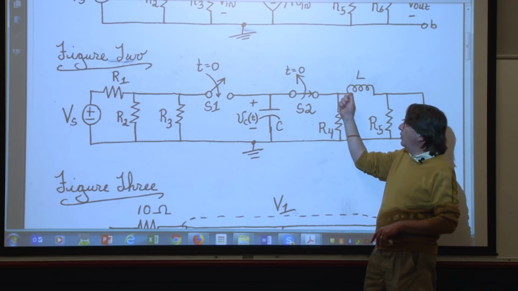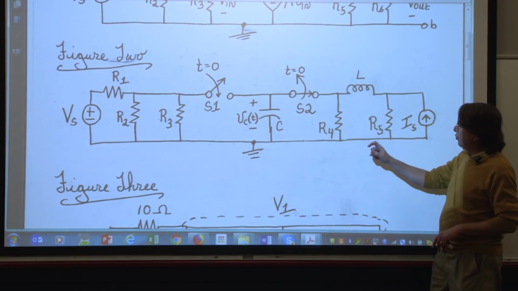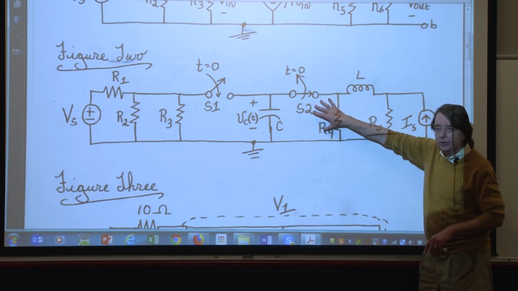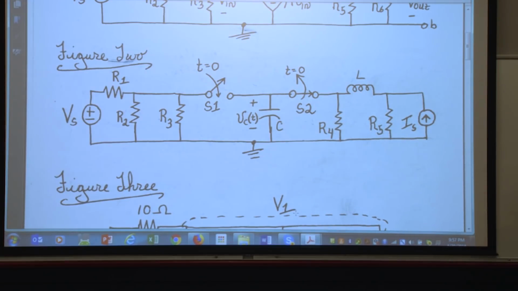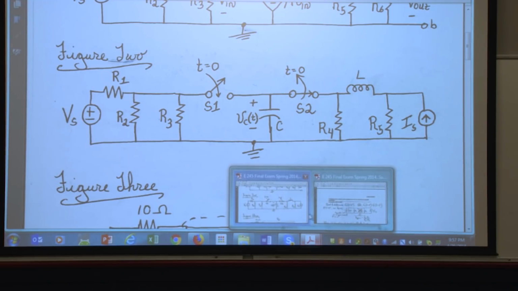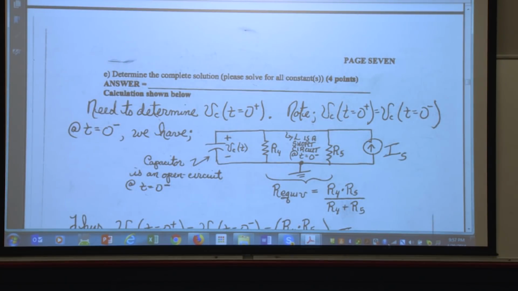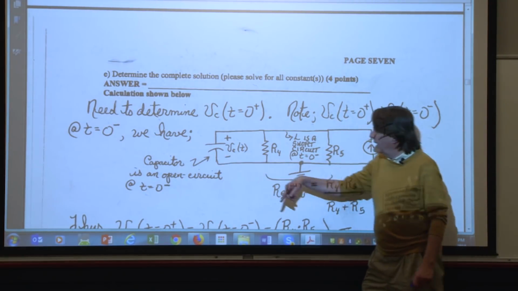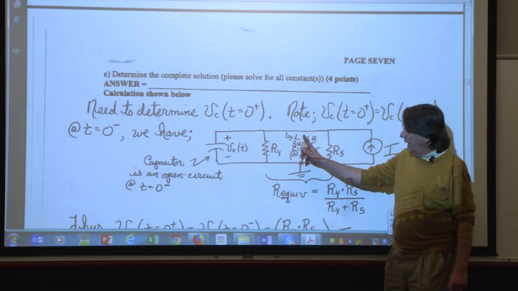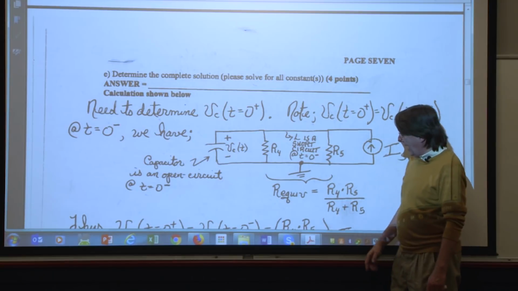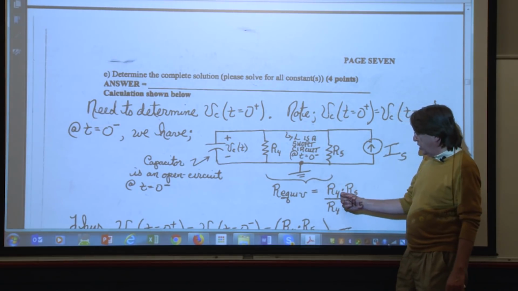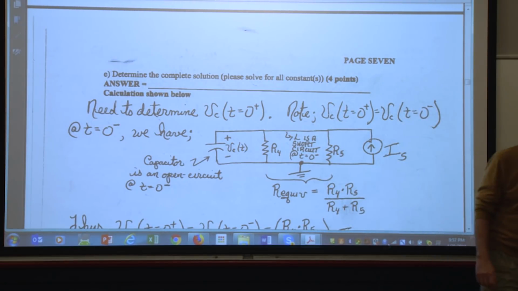And what we want to get is the voltage across the capacitor, which is the same as the voltage across R4. So redraw the right side of that circuit. The capacitor is an open circuit. The inductor is a short circuit. And so there's no current going through this capacitor. So what I have is another REQ. REQ is R4, R5 over R4 plus R5.